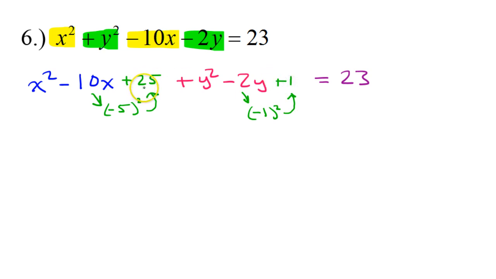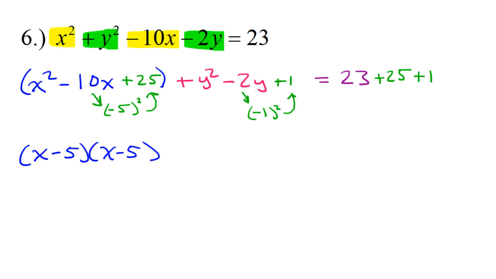Now, on the left, I added 25. So I need to add 25 on the right as well. On the left, I added 1. So I need to add 1 on the right as well. Okay, now I'm going to go ahead and factor this trinomial. So that's going to give me x minus 5 times x minus 5. Now I'm going to factor this trinomial. So that's going to give me y minus 1 times y minus 1.